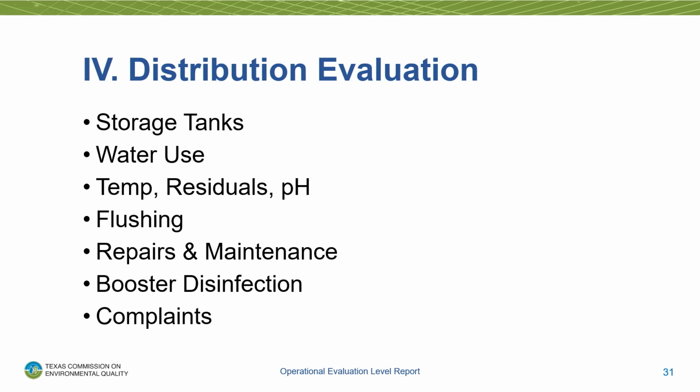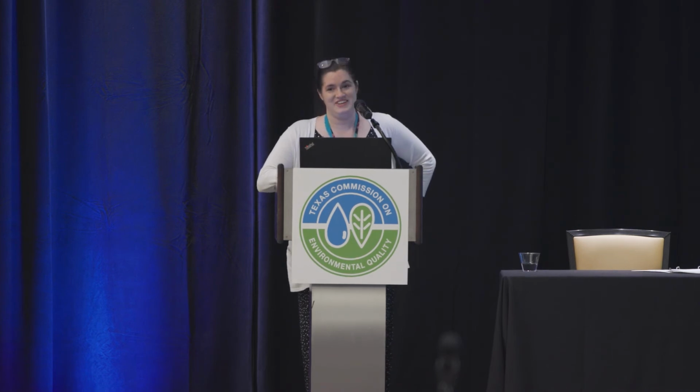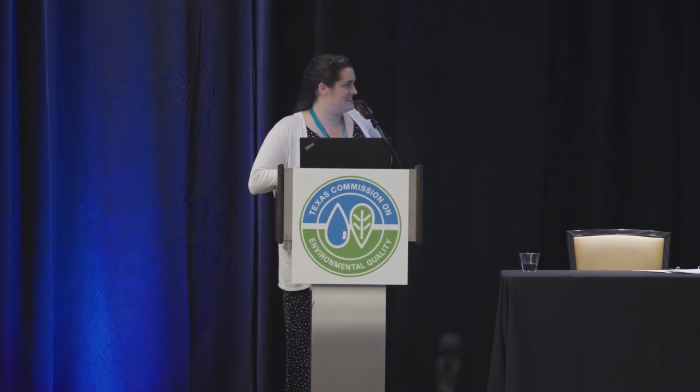The next important page, which is also the most important page, is your distribution evaluation. That's where it's going to ask about a lot of things: storage tanks, water use, temperature, residual, pH, flushing, repairs, maintenance, booster disinfectant, complaints from your customers. Because believe it or not, your customers can also be a good resource. They can tell you if they smell chlorine or if there was a line break or something, and that can introduce some issues and cause DBPs. You can get it from their complaints and kind of catch it.